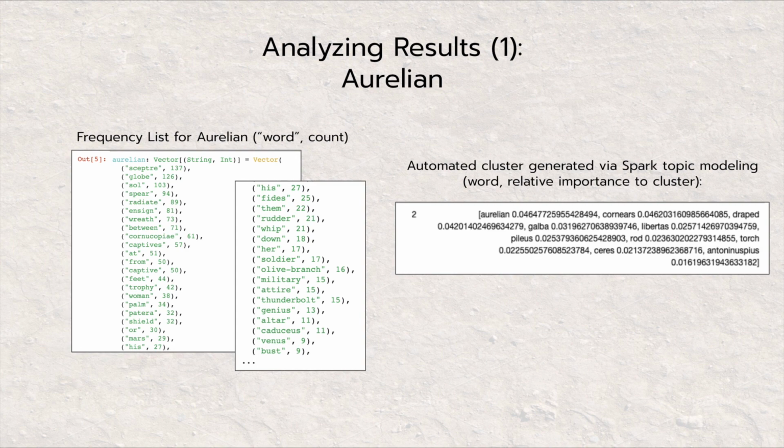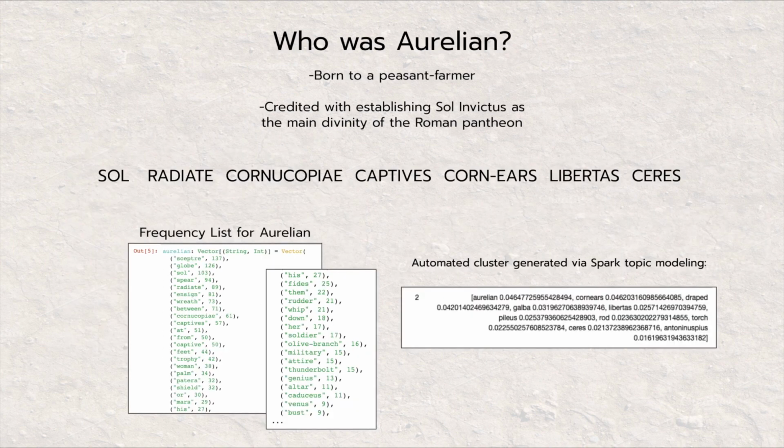It's an important question to ask when trying to get some information from this. He was born to a peasant farmer. He's also credited with pushing Sol as the main divinity of the Roman pantheon. And you'll see on the left he used Sol and radiate as his third and fifth most common descriptive symbol. On the right, you'll see in the cluster corn ears, Ceres, and a few other terms. Pileus is a hat. Just kind of associated, you might be able to correlate it with his upbringing, or at least his heritage as the son of a farmer.